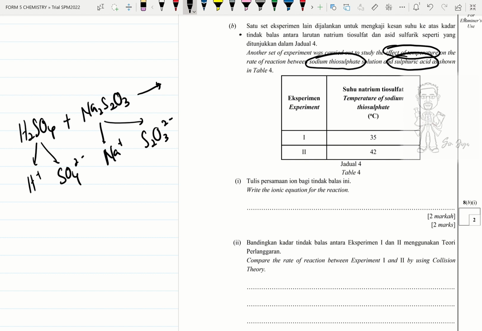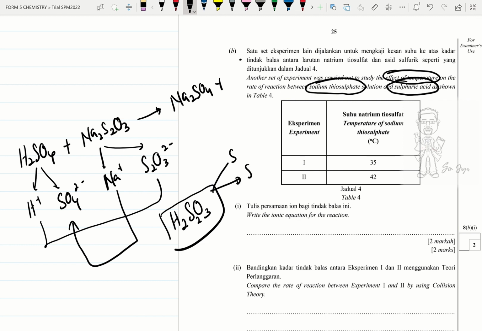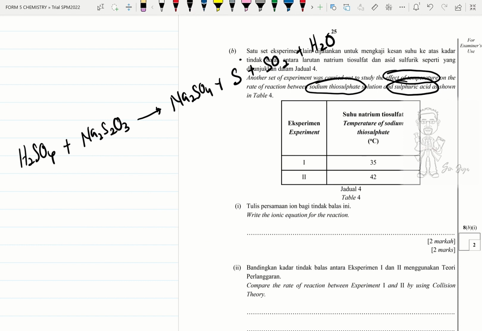During chemical reaction, the hydrogen ion combined with thiosulfate ion, and sodium ion combined with sulfate ion. So I will get sodium sulfate, plus when we have hydrogen ion combined with thiosulfate ion, we will get thiosulfonic acid. Rearrange to produce sulfur, sulfur dioxide and water molecule. Everything is balanced, so we try to check sodium balance, everything balanced.